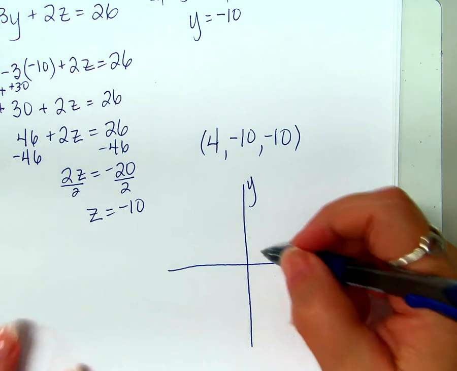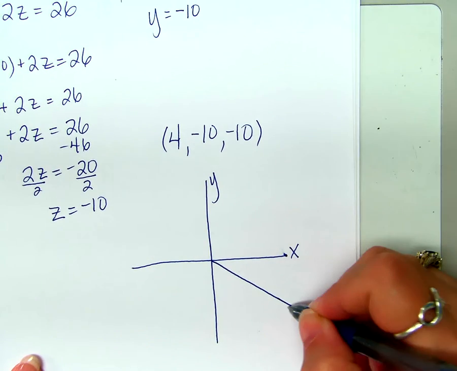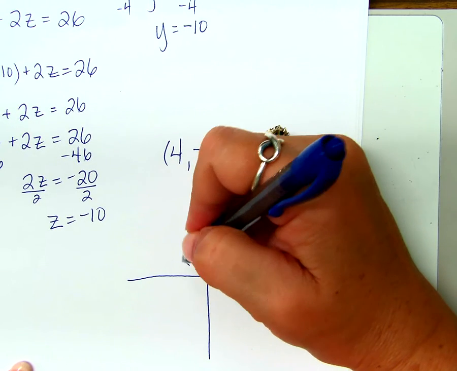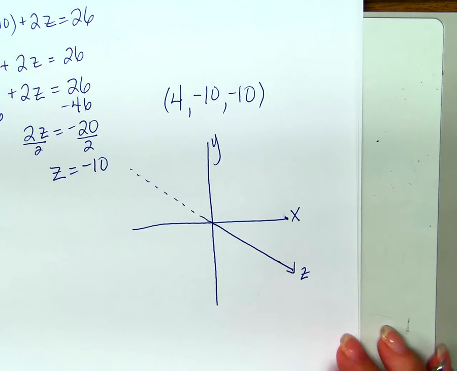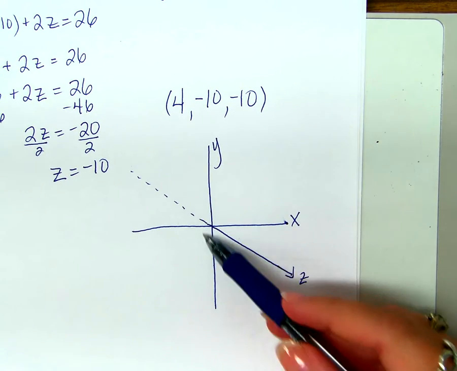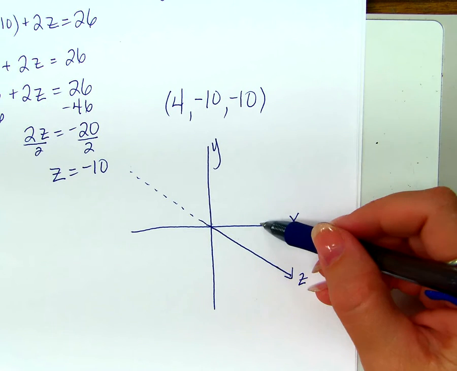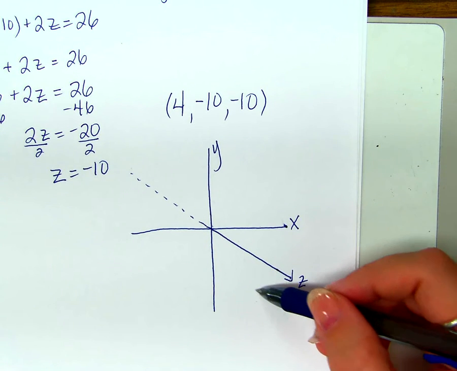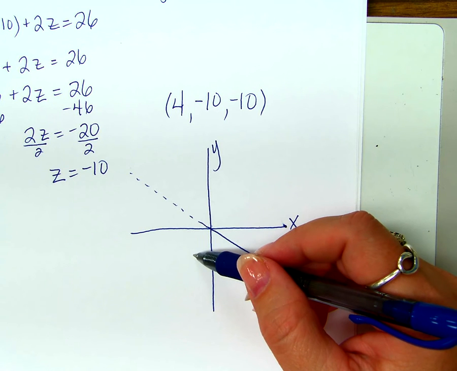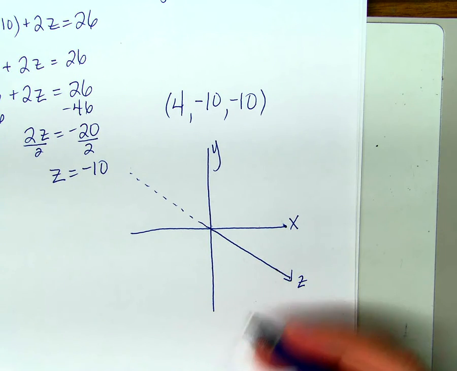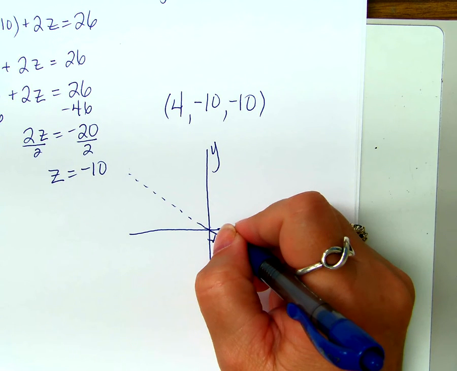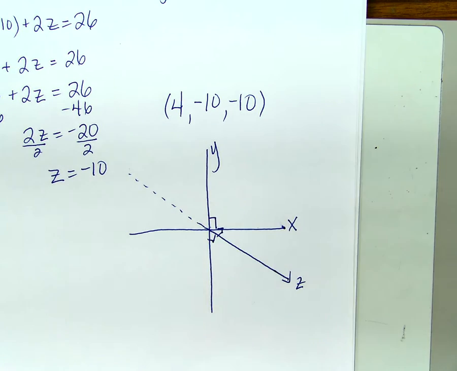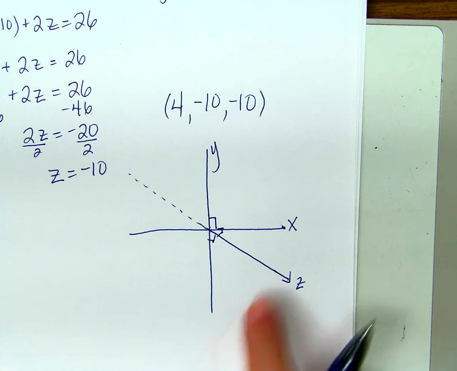Okay, think about it like this. Let's see how good of an artist I am and how good of a visual observer you are. Can you see the 3 dimensions here? If this was my z-axis, see how this is going through the board or through the paper? So I could go 4 out, 10 down, and 10 back. See right here, this is a right angle. And right here, this is a right angle. And right here, that's a right angle.